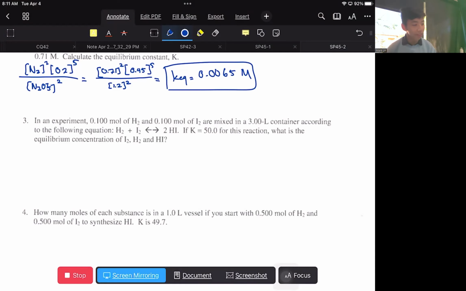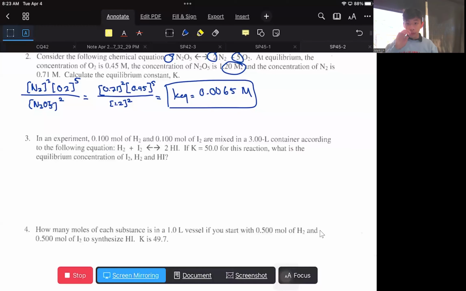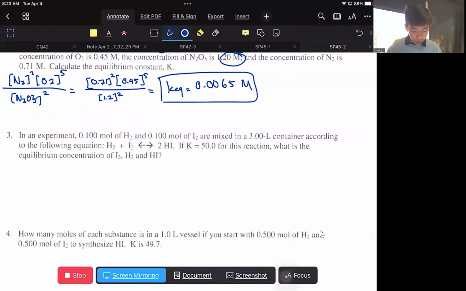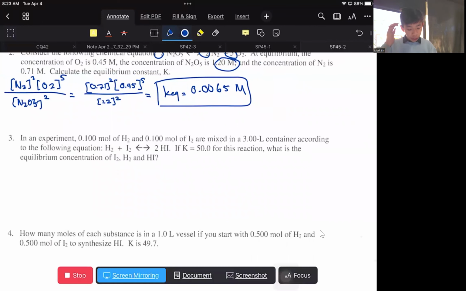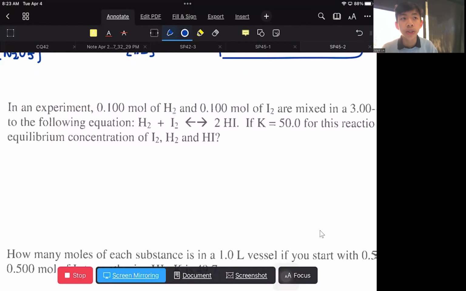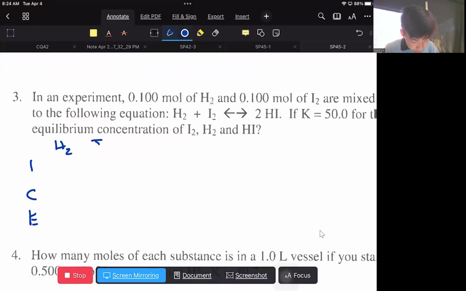Okay, number 3. If 0.1 moles of H2 and 0.1 moles of I2 are mixed in the 3-liter container according to the following equation, K equals 50. What is the equilibrium concentration? So this is a classic ICE table, because they give you moles, and molarity is moles over volume. So set up the ICE table for H2, I2, and HI.